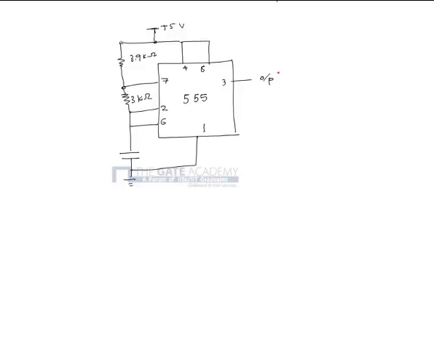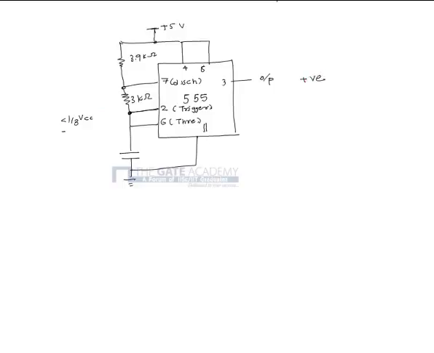Now we should be knowing the basic of 555 timer. Pin number 2 is our trigger input. Pin number 6 is threshold. Pin number 7 is discharge. So the basic of 555 timer is, whenever the input at pin number 2 goes below 1/3 of VCC, output is positive.